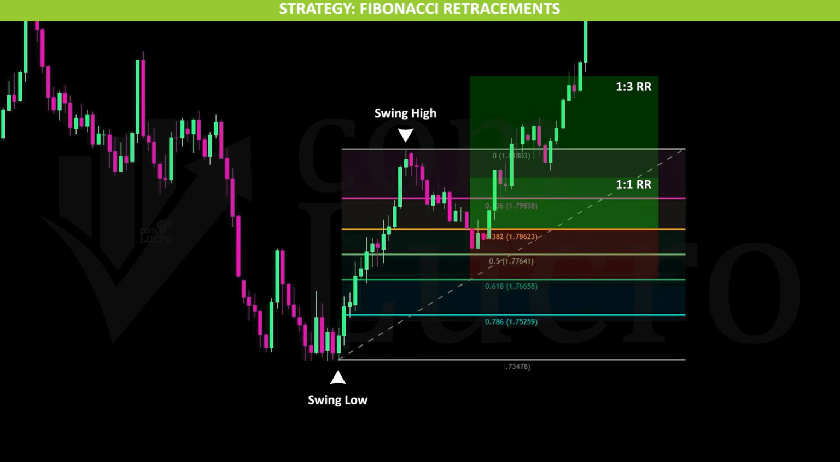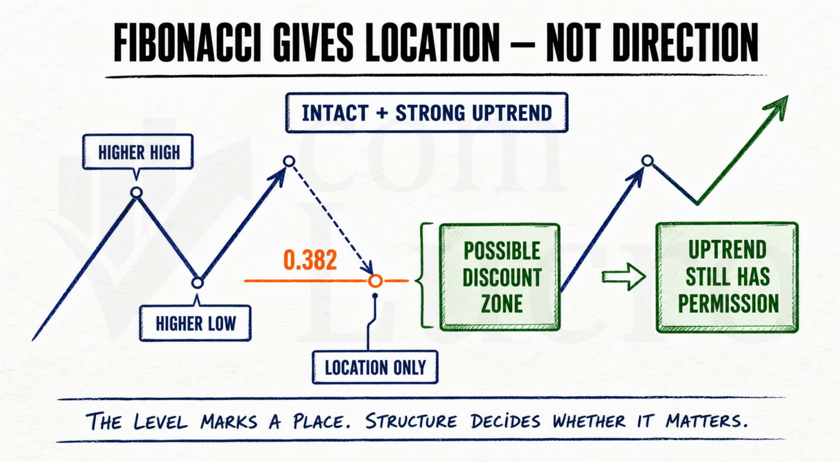Keep in mind, price can also reverse from the other Fibonacci levels, so always combine the tool with additional confirmation signals before you enter. So Fibonacci gives you location, not direction. In an intact uptrend, a 0.382 touch is a discount inside a trend that still has permission to continue. After a change of character, the same level is just a line in a falling market.